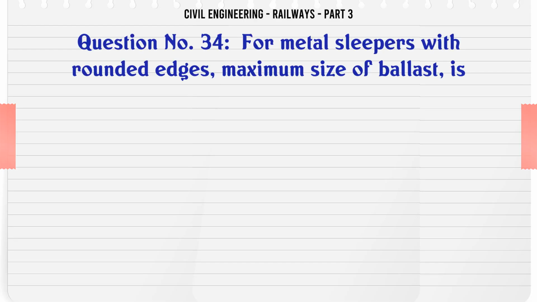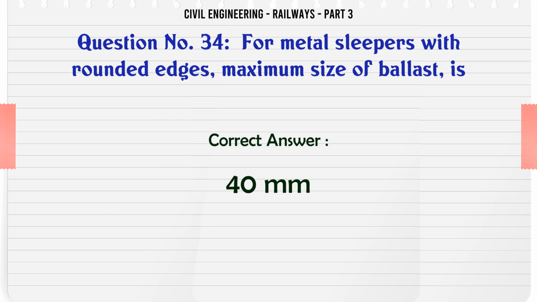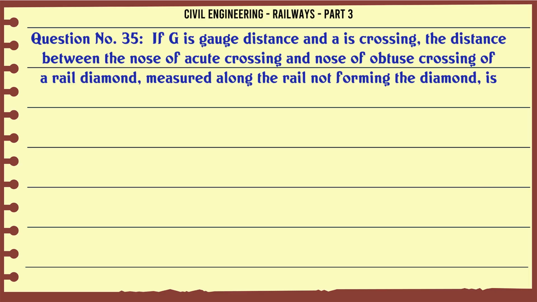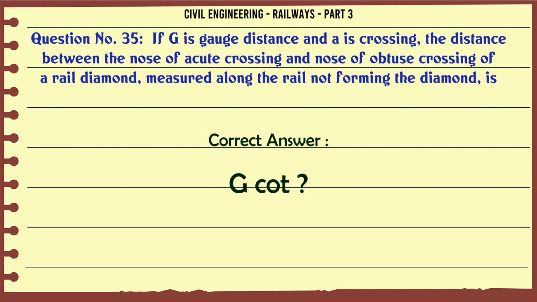For metal sleepers with rounded edges, maximum size of ballast is A. 50 mm, B. 40 mm, C. 30 mm, D. 25 cm. The correct answer is 40 mm. If G is gauge distance and A is crossing angle, the distance between the nose of acute crossing and nose of obtuse crossing of a rail diamond measured along the rail not forming the diamond is A. G cot, B. G tan, C. G sin, D. G cos. The correct answer is G cot.